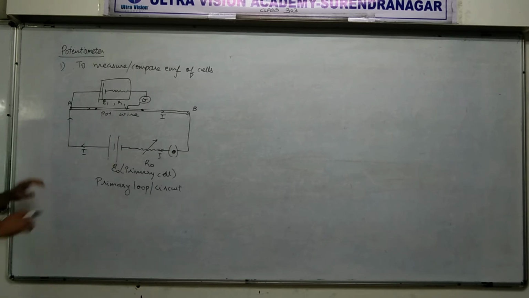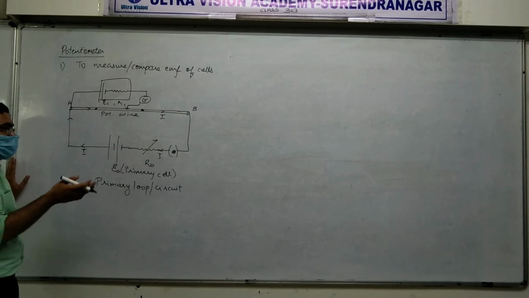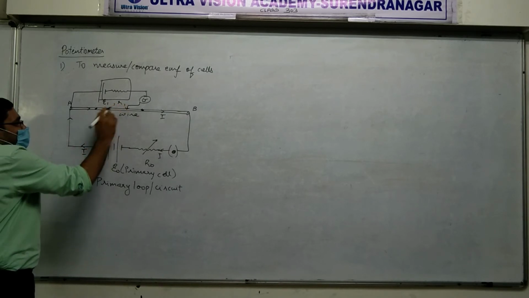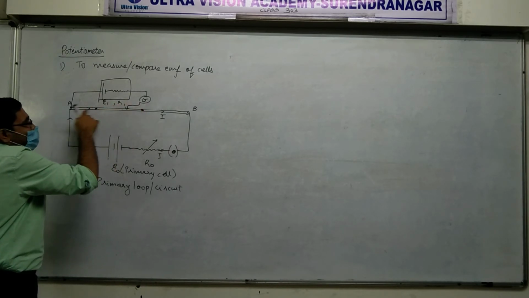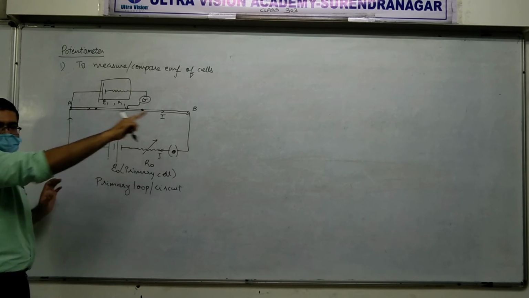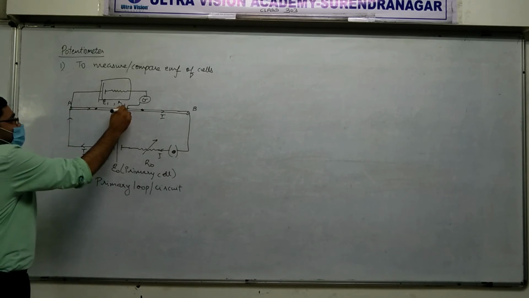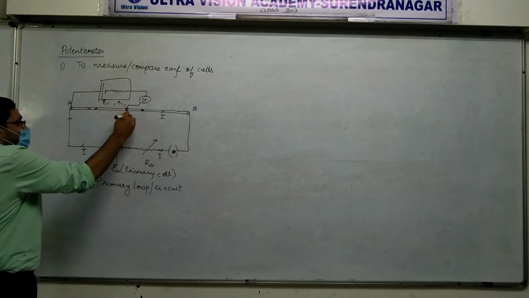Okay? So we do it this way. And on this wire we slide this contact until we find the null point. That's called N1.